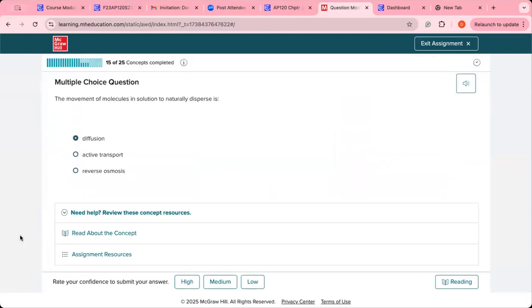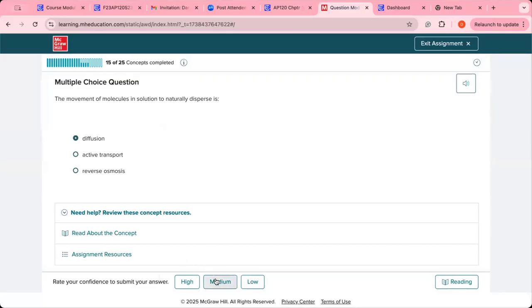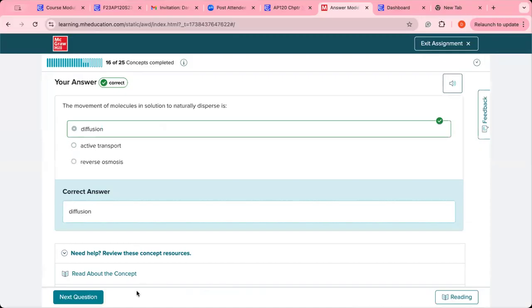To naturally disperse. No, if they're naturally dispersing, they're passive. That would be diffusion. I'm pretty sure that's diffusion. I'm not sure why they're asking you that in so many ways, but I think that's what they mean. Yeah, because active transport would require energy, and that wouldn't be natural. You have to introduce it. Okay, next question.